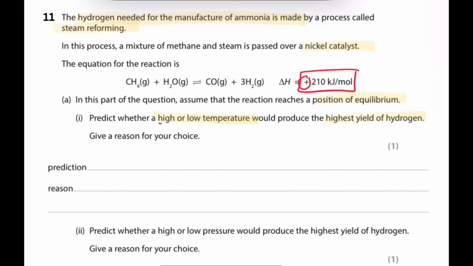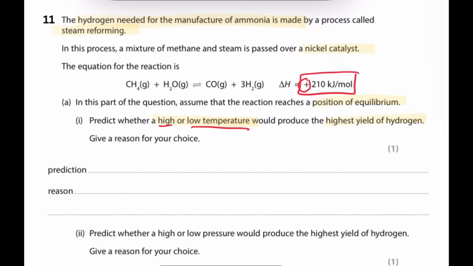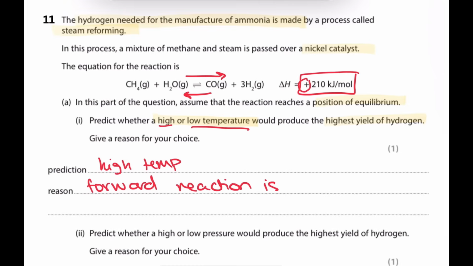This means they want to see if it's a high or low temperature. For it to favor an endothermic reaction, it needs to be a high temperature. This is because it's always the opposite. So we need a high temp, and this is because we always say our reason as in forward reaction. Forward reaction is going this way, the way that we're normally used to seeing, and backward reaction is the other way. Forward reaction is endothermic.